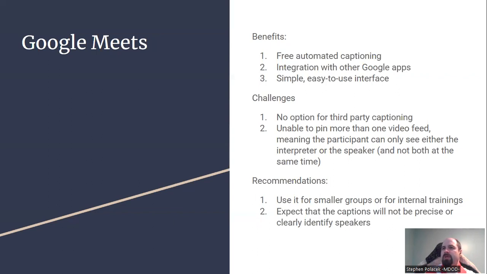I believe you can pin for everyone now as the host. So, if you're hosting a webinar or something on Google Meets, you should be able to put the interpreter for everyone. In Zoom, that's called spotlighting.